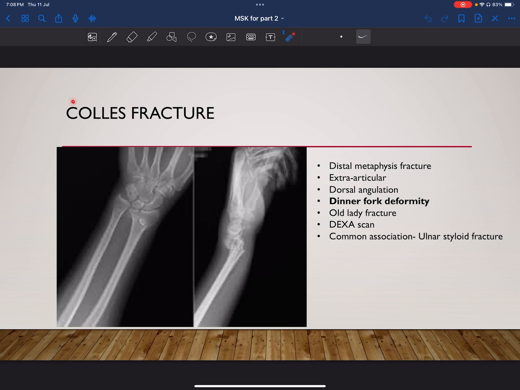So remember from CED, Colles, dinner-fork, old ladies' fracture, DEXA scan can be done. Common association is ulnar styloid fracture.